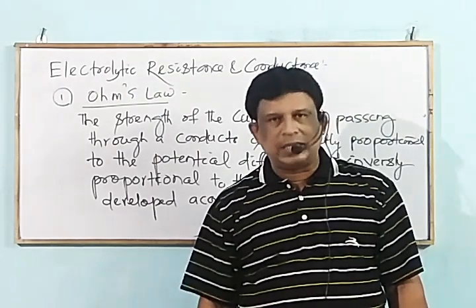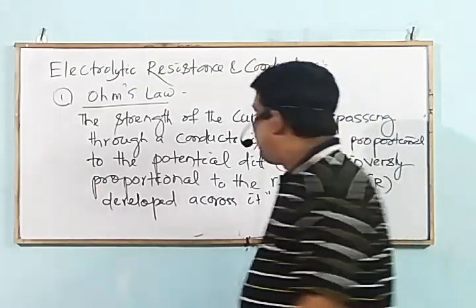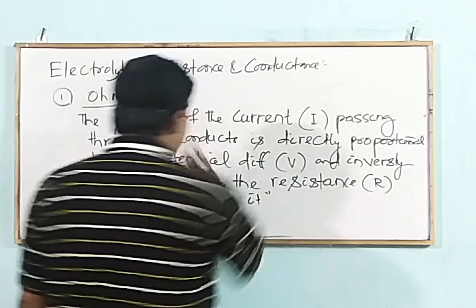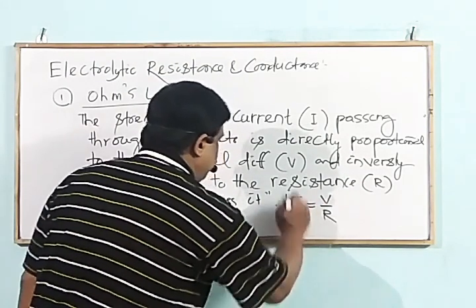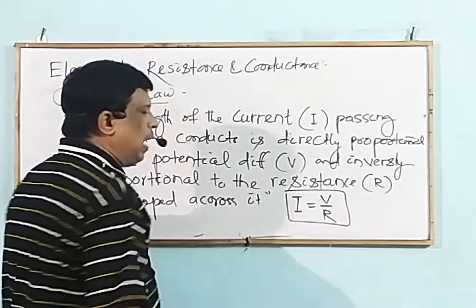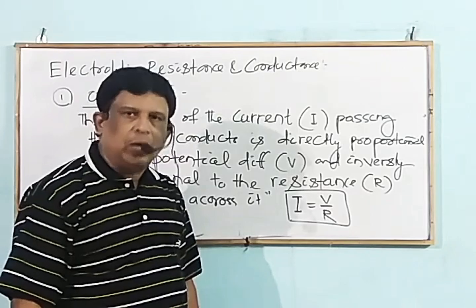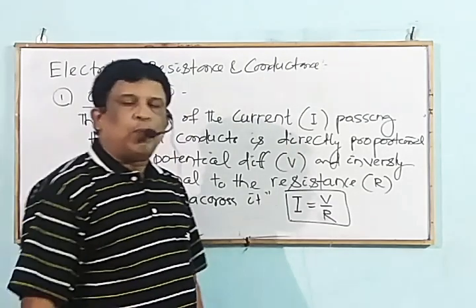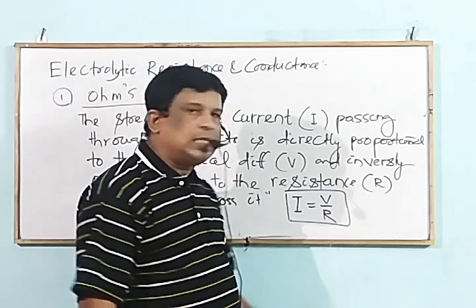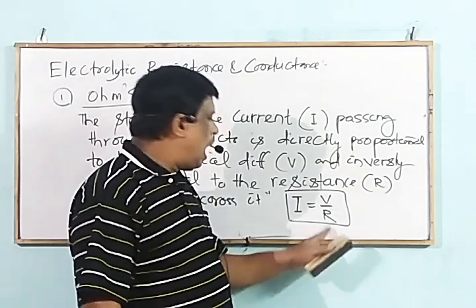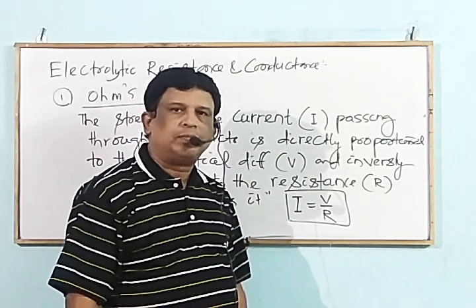If we write it mathematically, the mathematical expression for Ohm's law is I = V/R, where I is the strength of the current expressed in ampere, V is the potential difference measured in volt, and R is the resistance expressed in ohm.